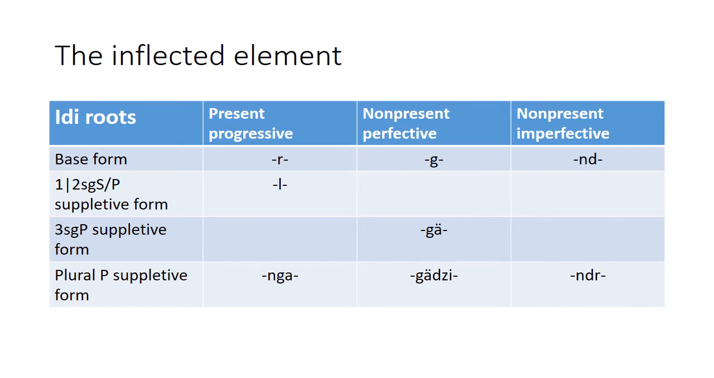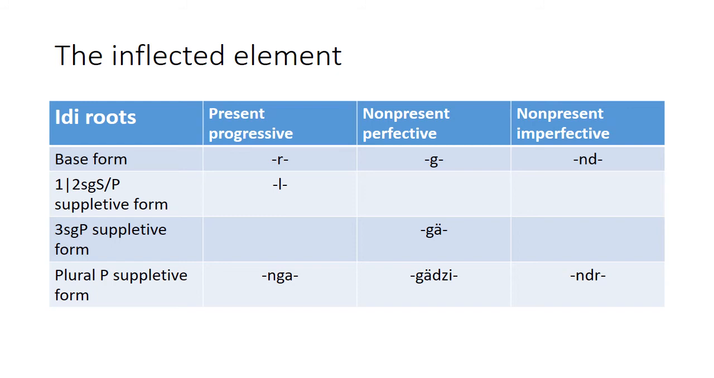Then as for the inflected element in complex predicates, there are a multitude of different forms attested. I'll just walk you very briefly through this table. So all forms in the table are bound roots, and we find three different base forms. One for the present progressive. As Kate mentioned, the only way to express the present progressive in Pahoturi River is by a complex predicate. And then there are two different base forms for the non-present TAM values, one for the perfective and one for the imperfective non-present.